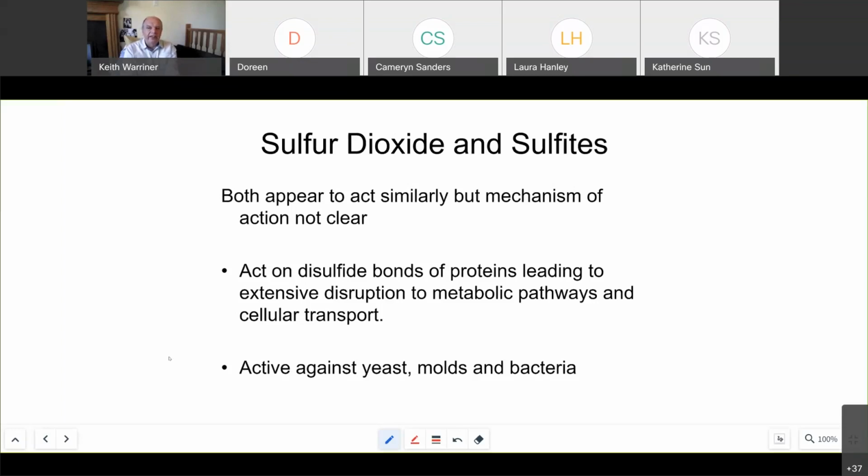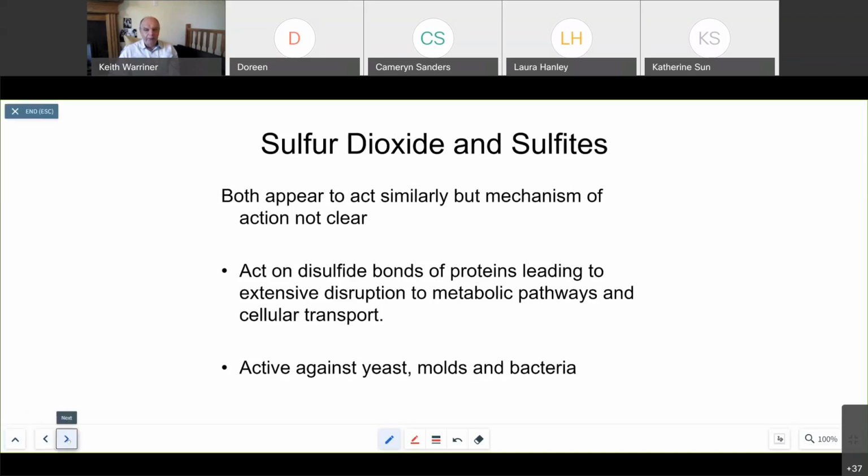And it does this by acting in various ways, depending on its form. As we'll see in the next slide, sulfite, sulfur dioxide, and bisulfite are all different forms of the same sort of compound, and it depends on how they elicit their antimicrobial action, through direct oxidation, reduction, or basically just general disruption. And as I mentioned, whereas other antimicrobials are specific for bacteria, sulfur dioxide and sulfites have a very broad range, from bacteria right up to yeast and molds.